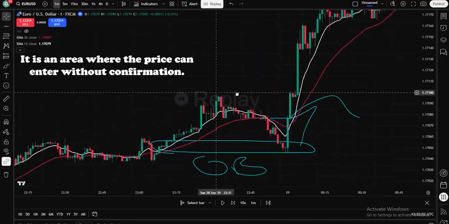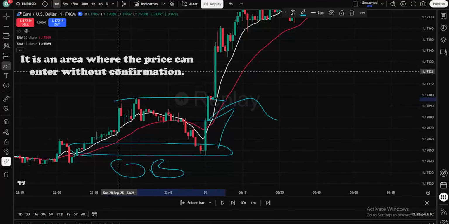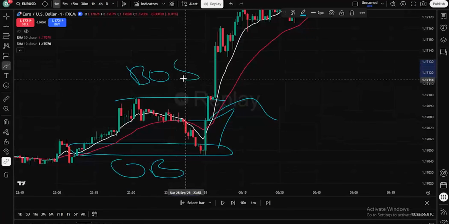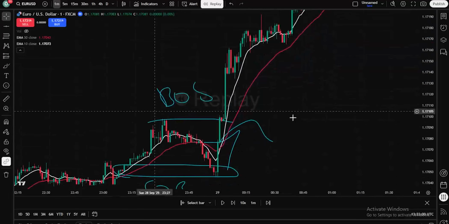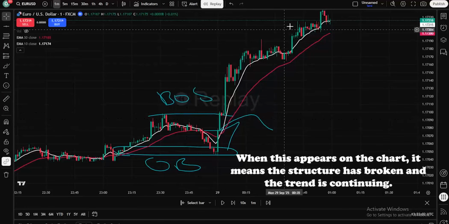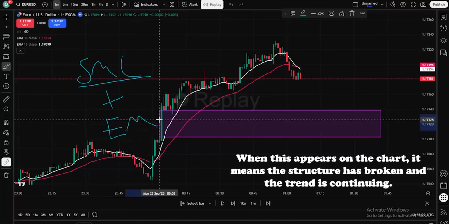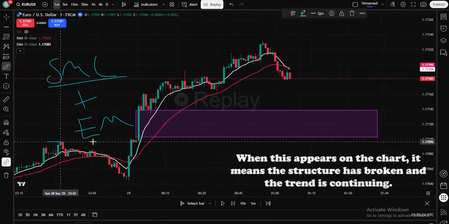When the price returns to these areas, the likelihood of a strong reaction is very high. Break of structure, BOS. This is where the market structure breaks and the trend changes. These breaks usually occur with the influx of large amounts of money.